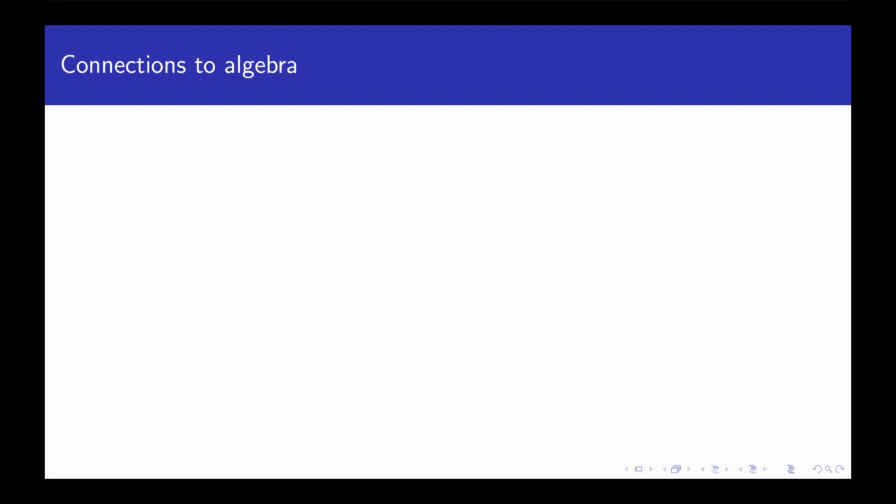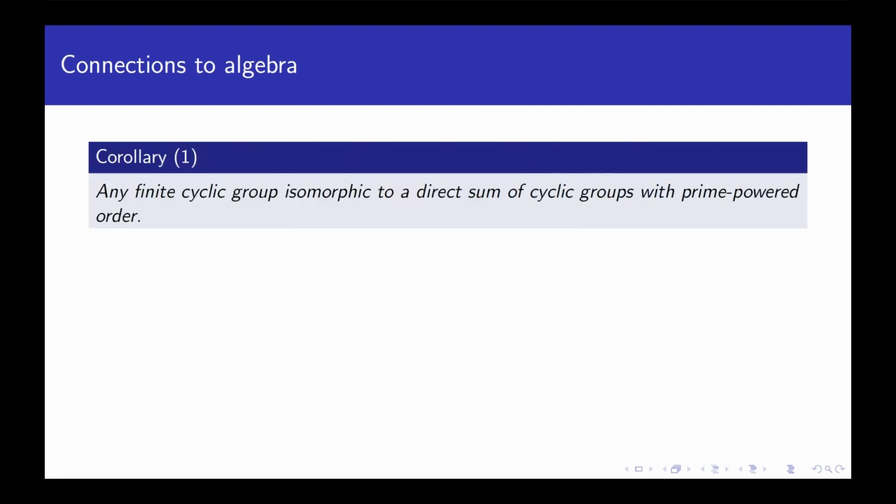But I want to show you just two interesting connections to algebra, just to show you that this is a geometric way of understanding arithmetic properties. So one of them is this. Any finite cyclic group is isomorphic to a direct sum of cyclic groups, each of prime-powered order. This is a special case of the fundamental theorem of finitely generated abelian groups. It's trivial when you talk stars.